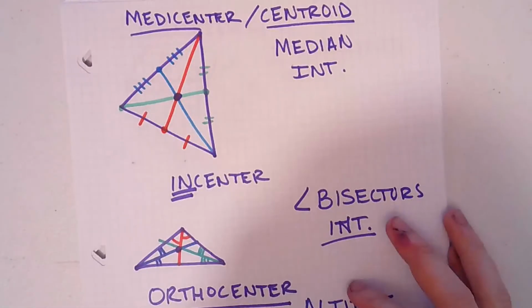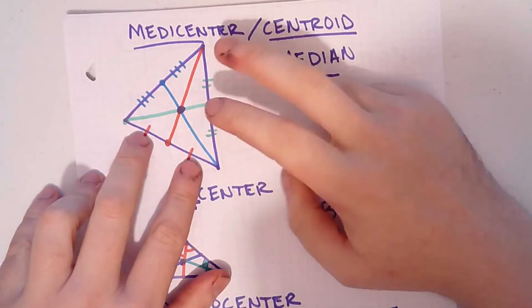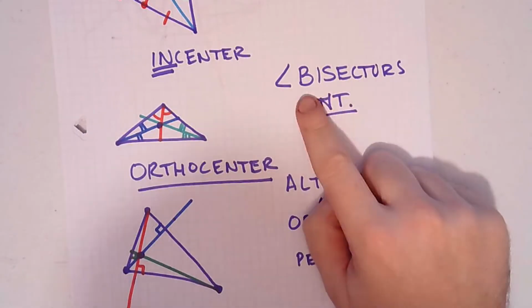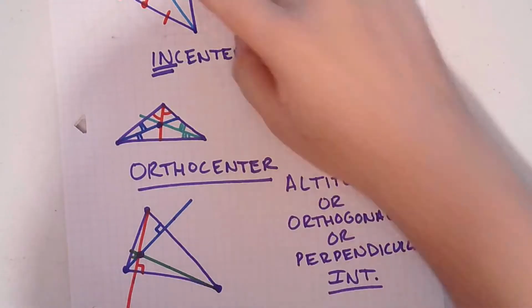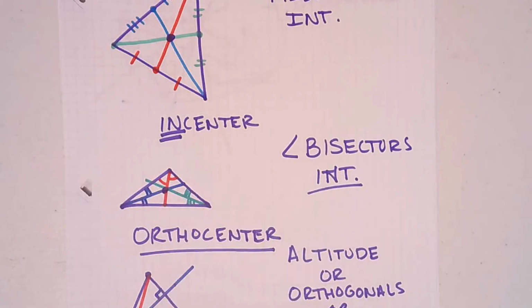Again, to review them real quick, we have the Medicenter, which is at the intersection of the medians, so the intersection of the lines that cut the sides in two. The Incenter is at the intersection of the angle bisectors, so where the lines that cut the angles in two, and both of those are going to be inside the triangle at all times. Incenter is going to make a circle. I'll draw it now.